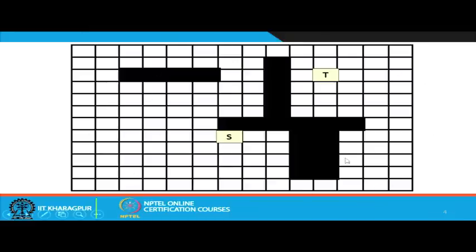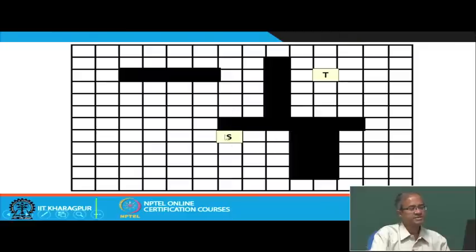just an array of grid cells with the black regions identified as obstacles. This is your source, this is your target. Okay. So, starting from S, we start labeling the cells with detour numbers. Now, look at one thing, the S is here, T is to the right and to the top of S. So, any movement towards right or towards top will not increase the detour number.